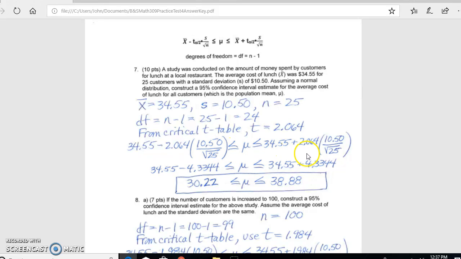Over on the right-hand side, this quantity right here is going to be the same, 4.3344. The only difference over here, we added on to the sample mean, and we should end up with 38.88 as your upper limit for the interval estimate. So this is the 95% confidence estimate, and we can say that 95% of the time our population mean will be between these two values.